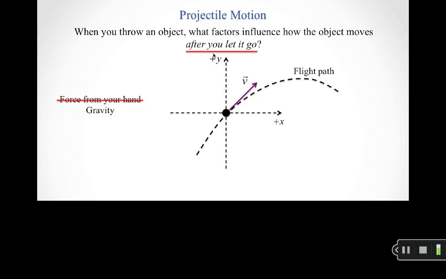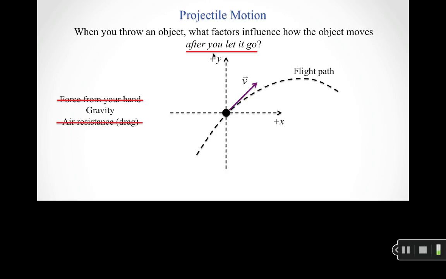Well, I know once I've let it go, clearly gravity's still going to act on it. Right? My object still has mass, so gravity will still pull it down towards the Earth. And then I might also be tempted to say, well, if it's flying through the air, there's going to be some sort of air resistance or some sort of drag. And though this can be true for almost anything that you would throw like a ball, the air resistance is negligible.